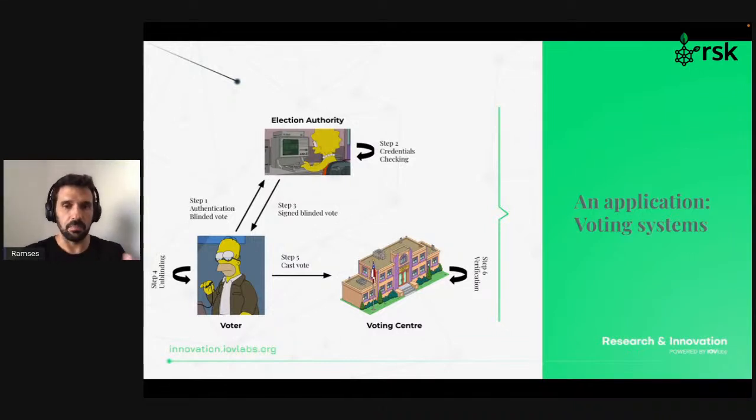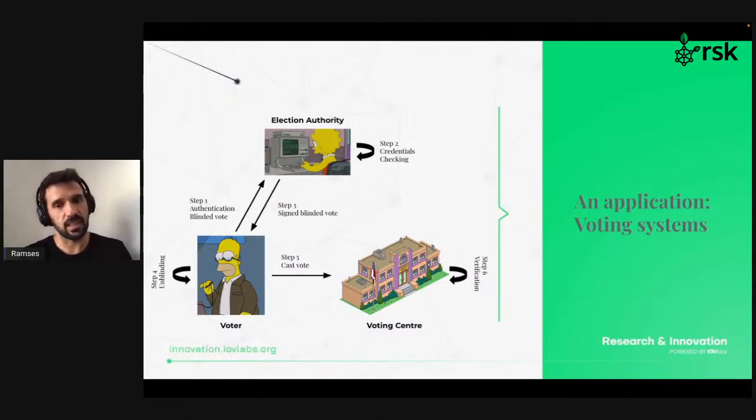You have 6 steps. The first step is the authentication of the user and casting the blind vote. The election authority checks the credentials, including the blind vote, and signs the blind vote. Step 3 is just returning the signed version of the blind vote to the voter. In step 4, the voter unblinds by decrypting the message, if we are using Chaum's proposal. And then he just casts the vote.